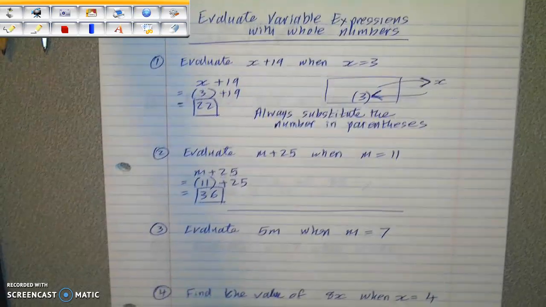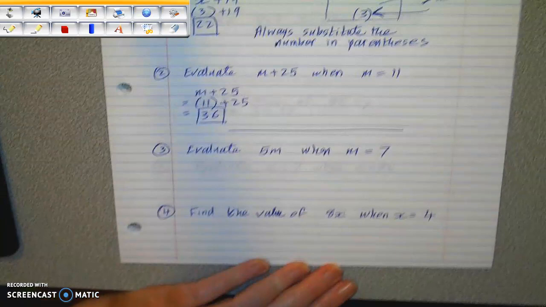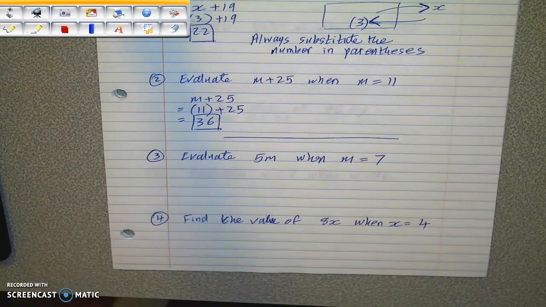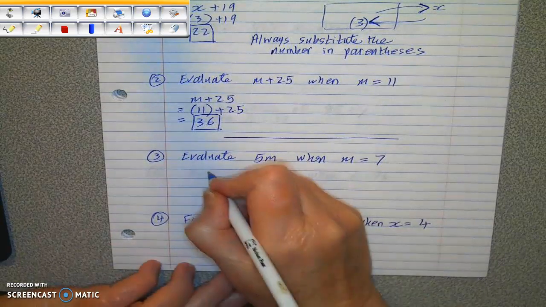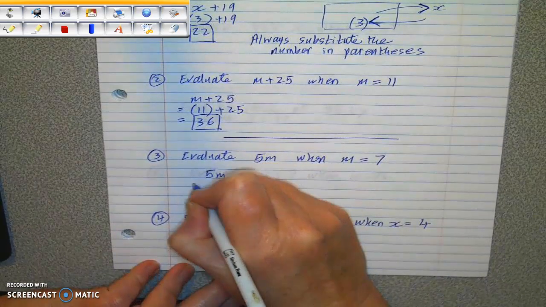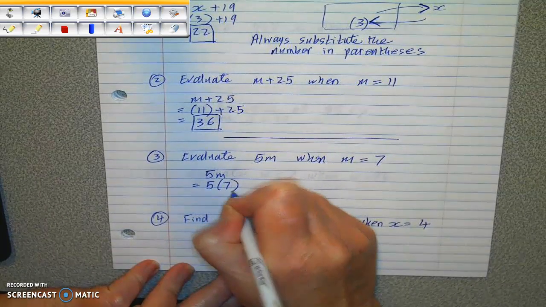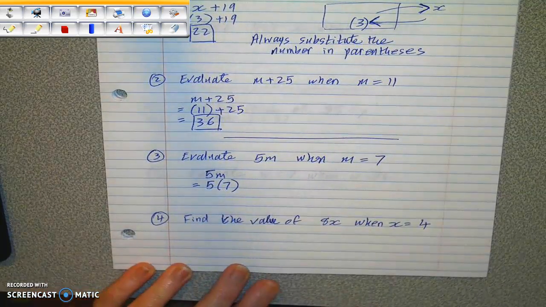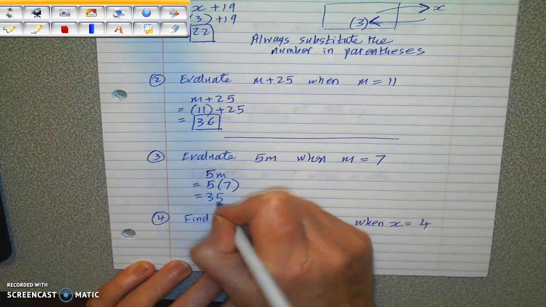Now, instead of addition, in the next two problems, we're using multiplication. Evaluate 5m when m equals 7. So we start off with 5m, substituting 7 for the m is 5 times 7, which is 35.